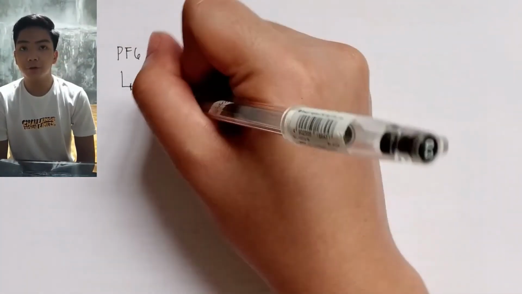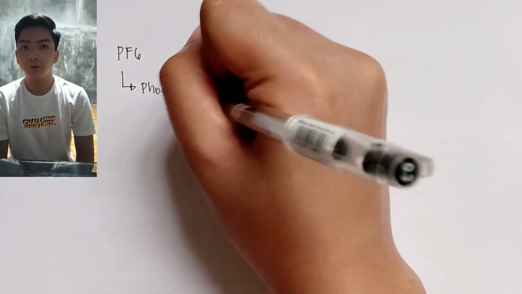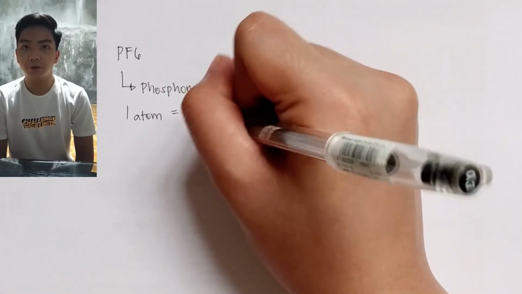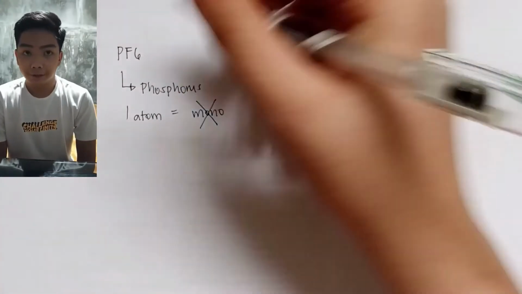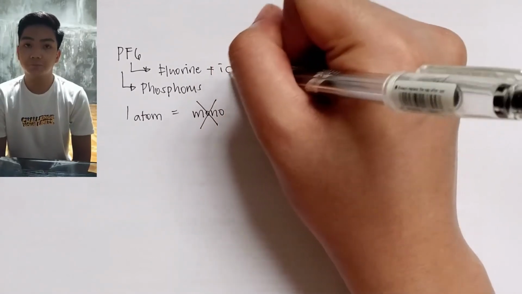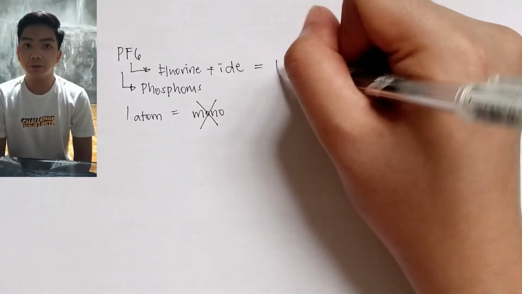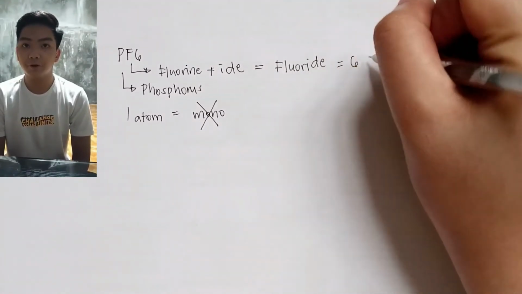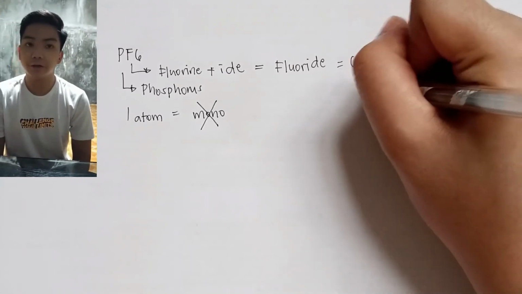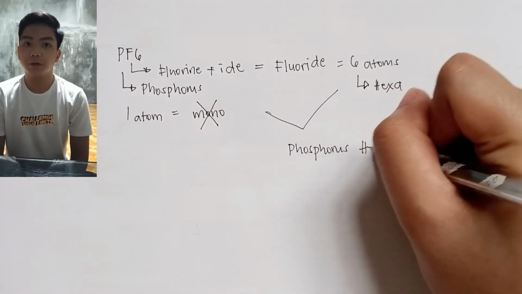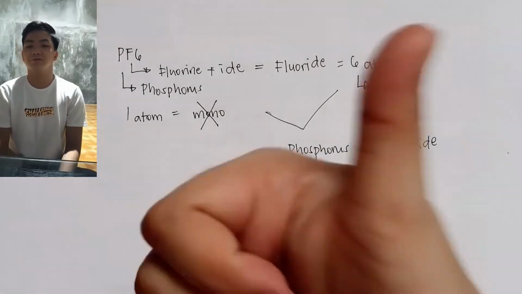P is the chemical symbol of phosphorus. Since there is only one phosphorus atom and it is the first element, the prefix mono is not used. Next, F is the chemical symbol of fluorine. Modify the word fluorine by adding the suffix -ide to get fluoride. There are 6 fluorine atoms, so we will add the prefix hexa to get hexafluoride. Put it all together to get the chemical name, phosphorus hexafluoride. That's all.